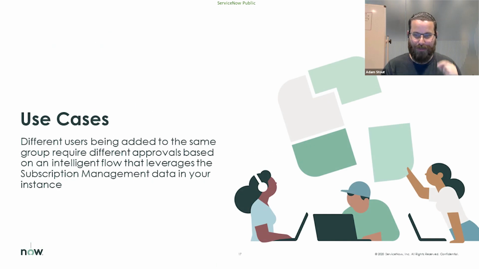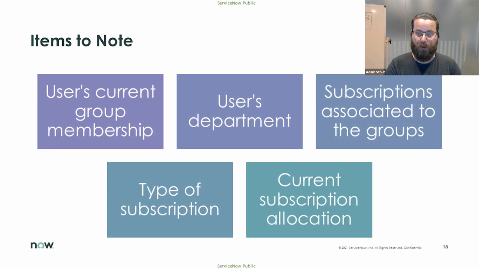So the items to pay attention to, as we go through a couple of use cases quickly, are: what is the user's current group membership? What's the user's department? Are subscriptions allocated to the groups or not? Does this group need a subscription? What's the type of subscription? That matters. And then what's the allocation of that current subscription? Are there more seats to allocate or not? So all these key things are going to be what varies, right? We're going to change one thing at a time and then see who has to approve.